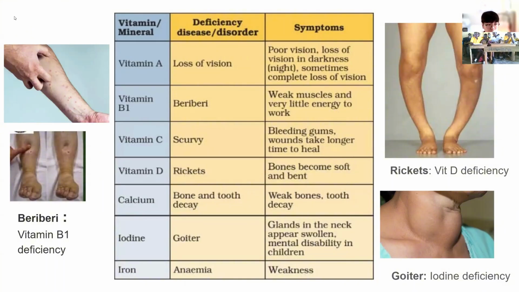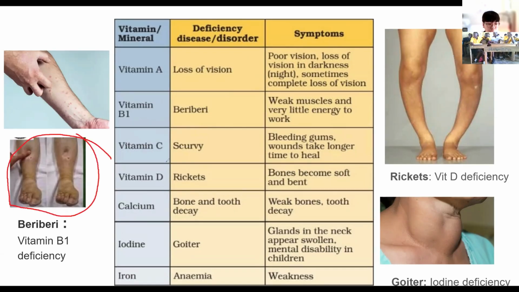We saw that vitamin B1 has a deficiency disease called beriberi. You can see in this picture here, this is beriberi, vitamin B1 deficiency. It is linked with weak muscles and little energy to work. Vitamin C leads to scurvy. We've seen that. Bleeding of the gums, and wounds are easy to be made.